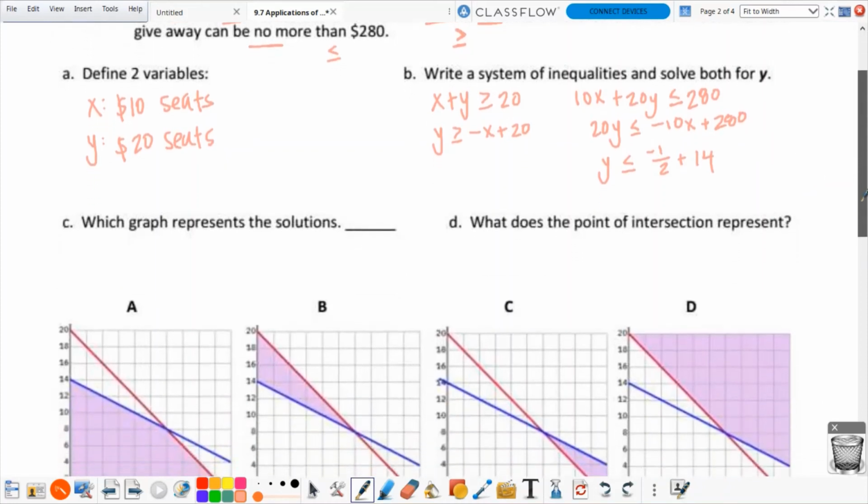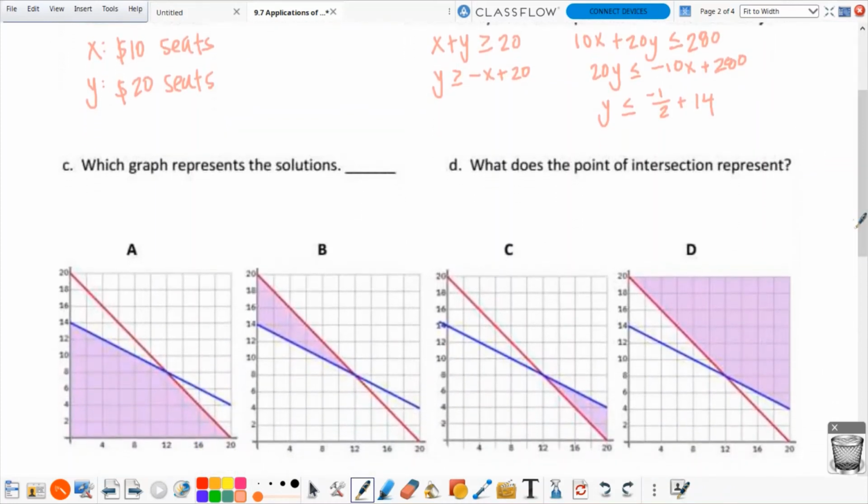All right, so C says which graph represents the solutions. Well, if you look closely, all of these lines are the same. So we don't need to figure out our graph by looking at the exact lines and the slope and the y-intercept. We need to figure it out by the shading. So if we have greater than or equal to, that's a solid line, which all of these are solid, so that won't help us. But we're greater than, so we shade up. And for the second one, once again, a solid line, but it is less than, so we shade down.